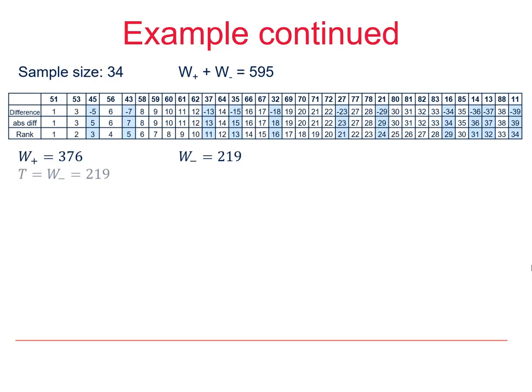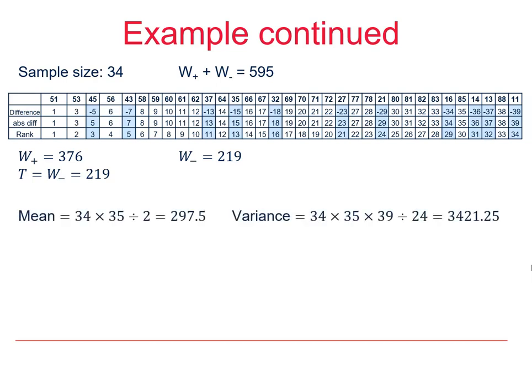W minus is smaller, so T is equal to W minus, which is 219. Then, using the formula from the formula book for the mean and variance of the approximating normal distribution, we get a mean of 297.5 and a variance of 3,421.25. Don't forget that your calculator wants the standard deviation, but it will accept an inputted square root, so no need to work this out at this stage.